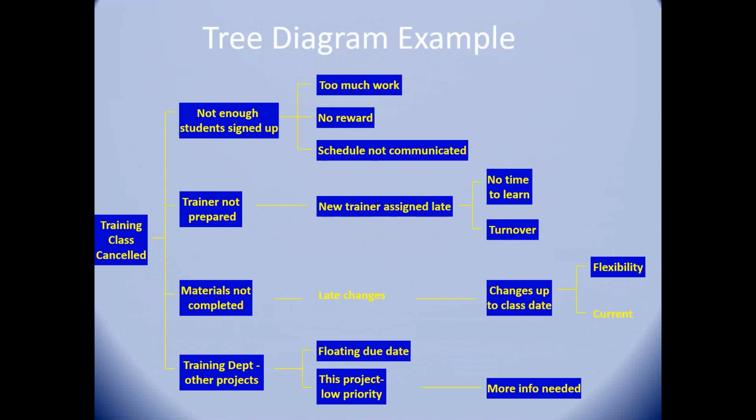Too much work, no reward, schedule not communicated. That could be an answer. Your trainer not prepared. A new trainer was assigned too late, no lead time, turnover maybe. But again, you can see this is an example of a tree diagram, kind of similar to the cause and effect diagram, but you're listing all these possible reasons why this class was canceled. Same thing you can do with a problem in your plan. Easy to do on a whiteboard or an easel pad, and also easy to do with sticky notes.